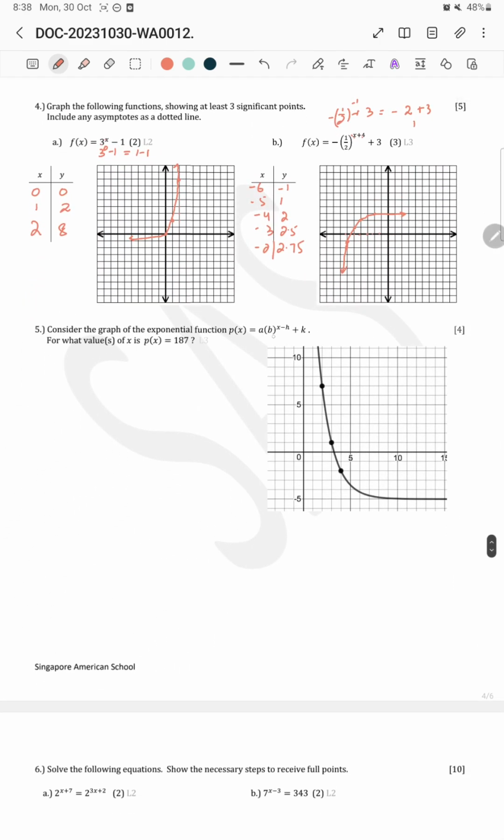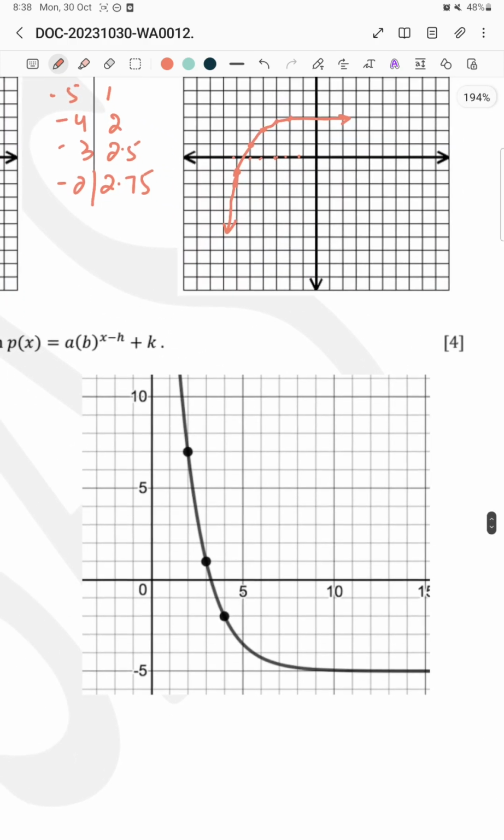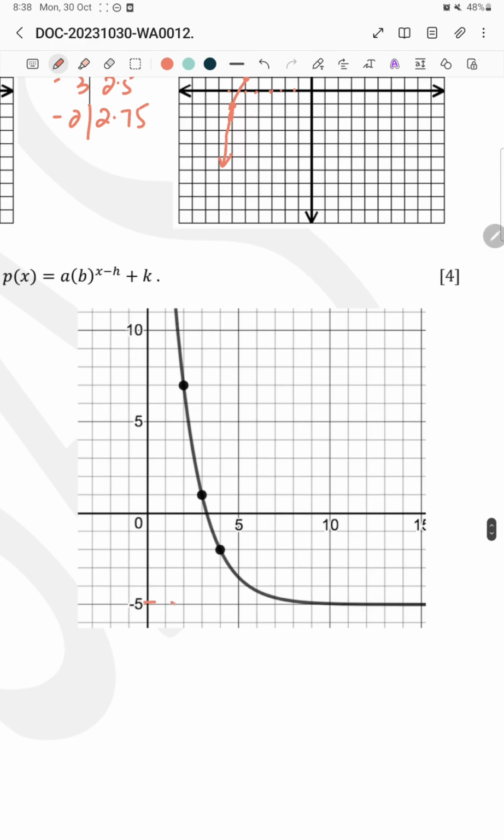Consider the graph of the exponential function. For what values of x is p of x equal to 187? First of all, we should know what is a, what is b, what is x minus h, what is k. So what is a? If this is the line, so 1, 2, 3, so a is equal to 3. What is b? b would be equal to 2. And h and k is equal to minus 5.